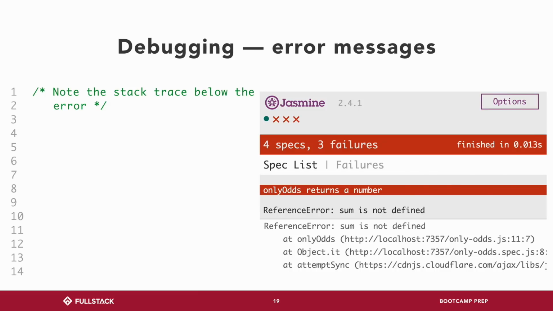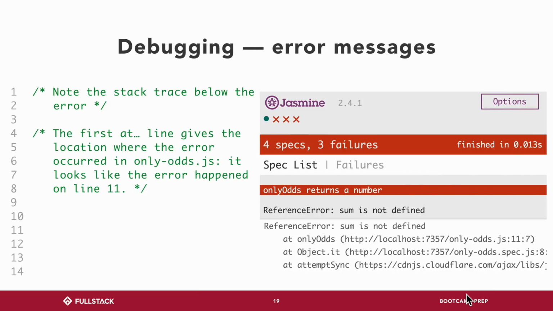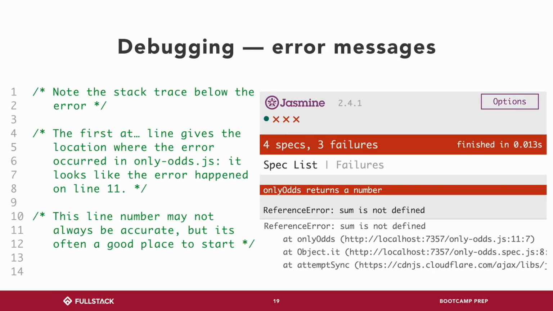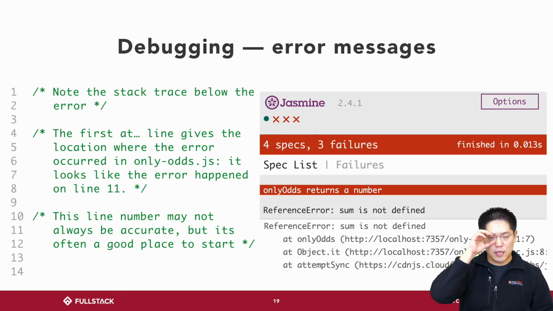So note the stack trace below the number. The first @ line gives you where the error occurred. This error happened on line 11. With these line numbers, you have to be careful. They're not always accurate, because oftentimes the error happened a little bit above or below that, and this is where the error manifests itself. But again, it's still a good place to start looking at where the issue is starting from.